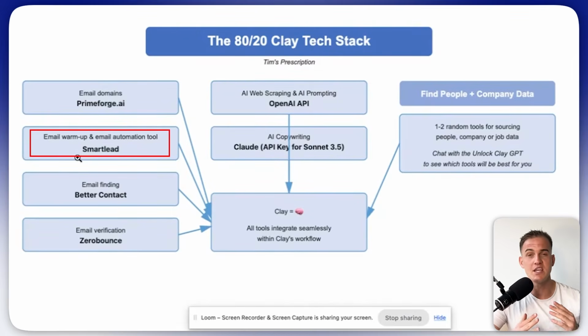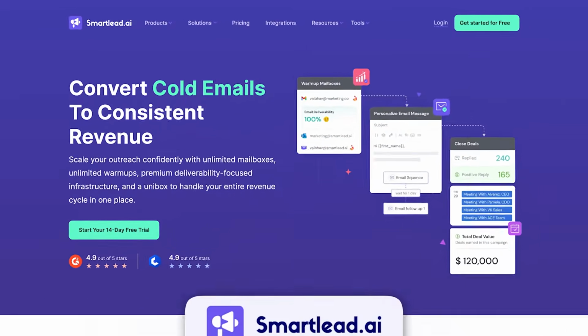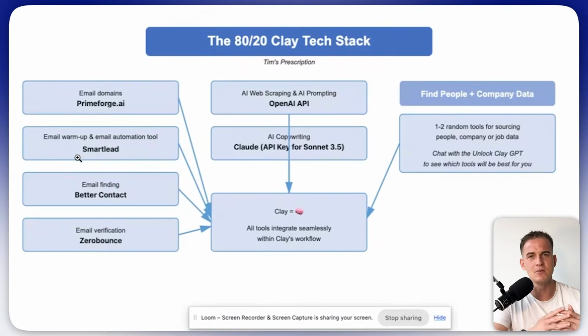Now, secondly, you would need an email warm-up tool, which also will most likely do email automation for you. In this case, I recommend you to use SmartLead. There are a bunch of other people that will also recommend you to use Instantly, Lemlist, La Growth Machine, or anything of that sort. It's up to you to choose. I personally use SmartLead, so I recommend for you guys to use that as well.